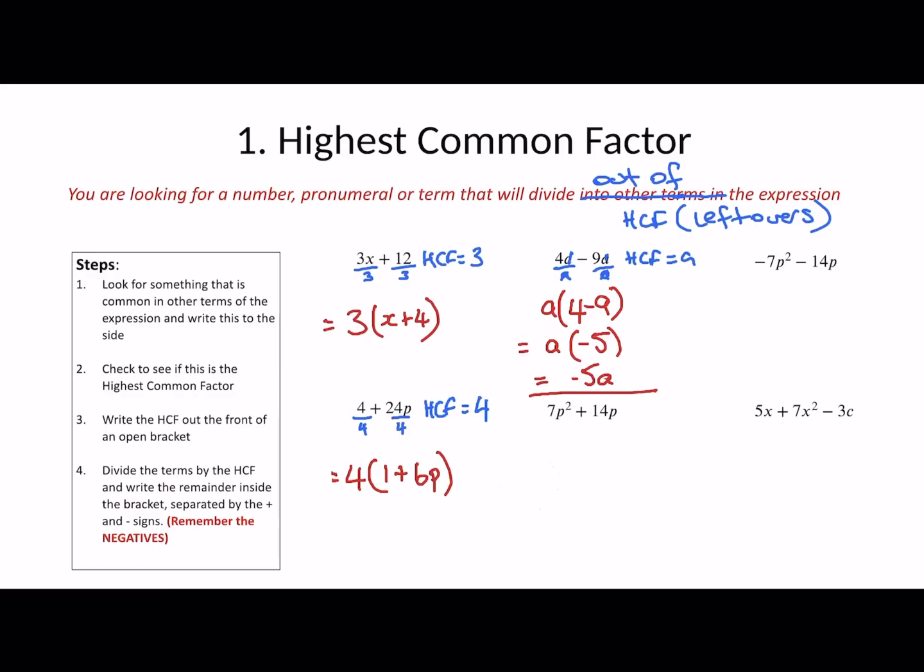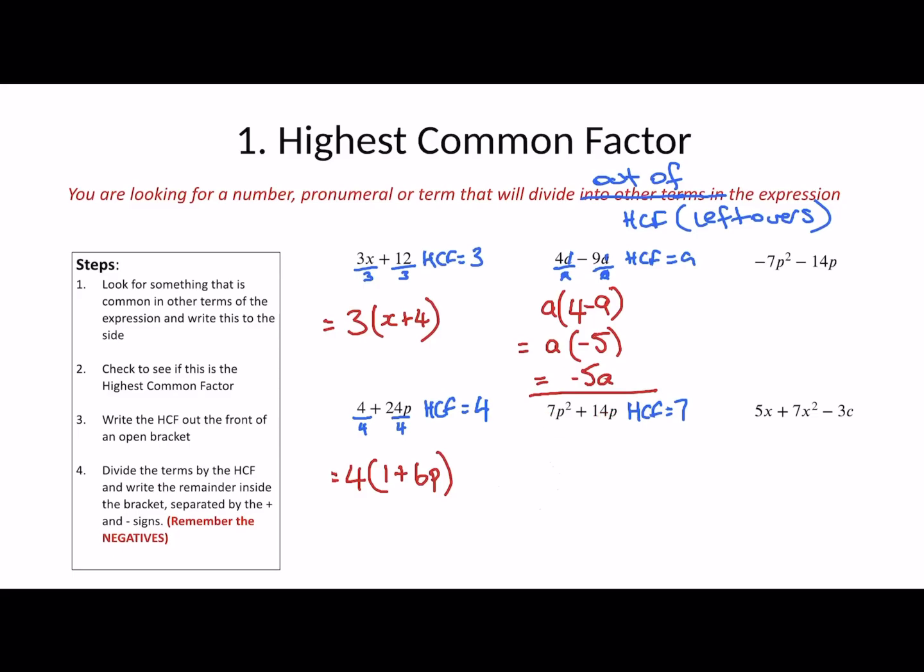Let's move down to the one below, 7b squared plus 14p. Okay, now 7 and the 14, that's great. We've got a HCF of 7, but we've got p squared there and we've got a p over there.